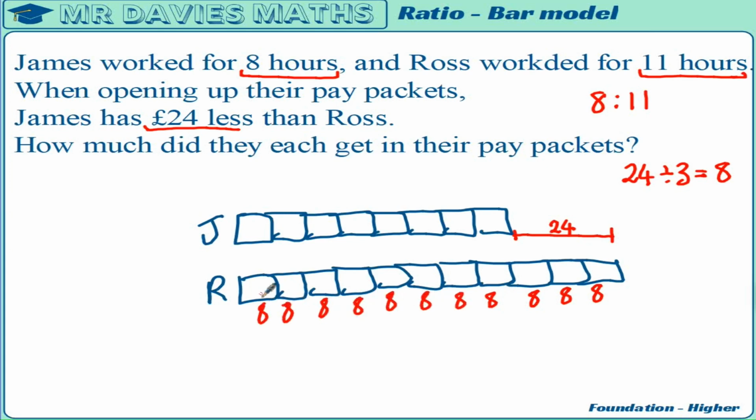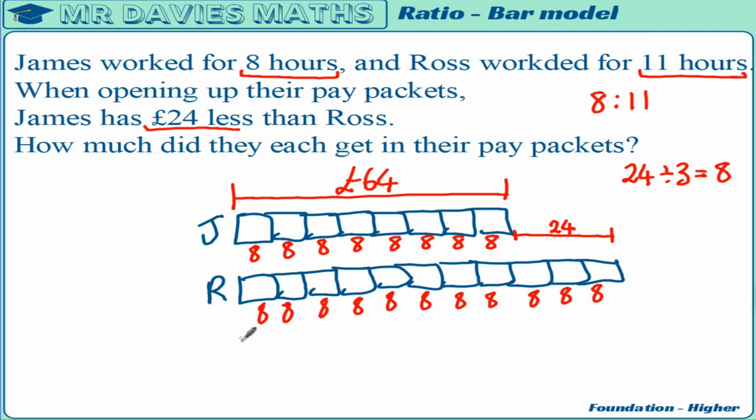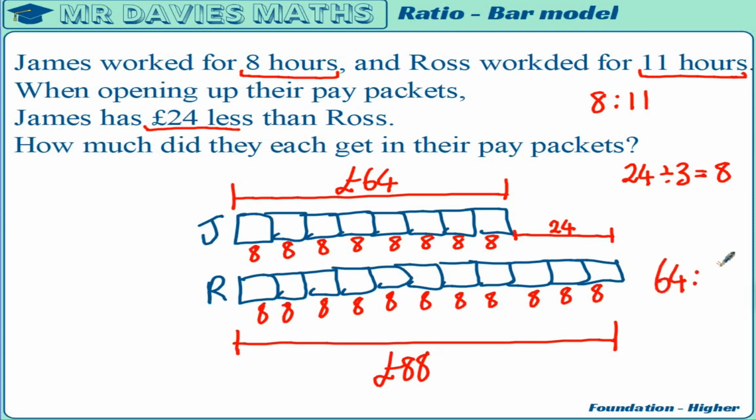So I now need to figure out how much each person got. So, in total, James worked for 8 hours and he got paid £8 an hour, really. That's what it's telling us. So he would have weighed £64, 8 times 8. Ross ended up working for 11 hours at £8 an hour. He would have got £88. So my answer, how much did they get in their pay packets? It would have been £64 and £88.